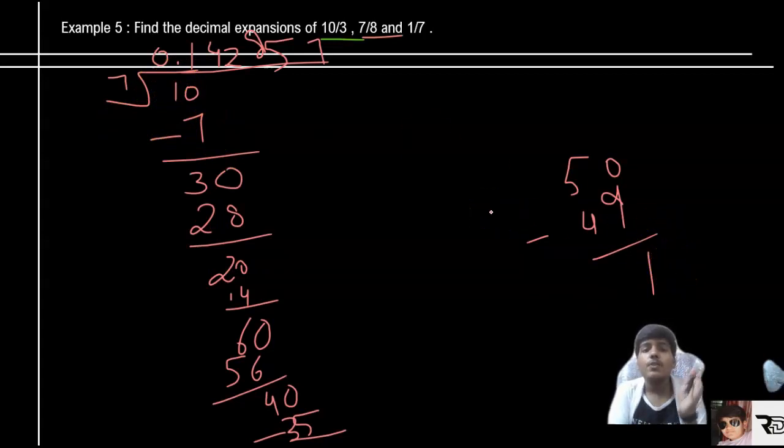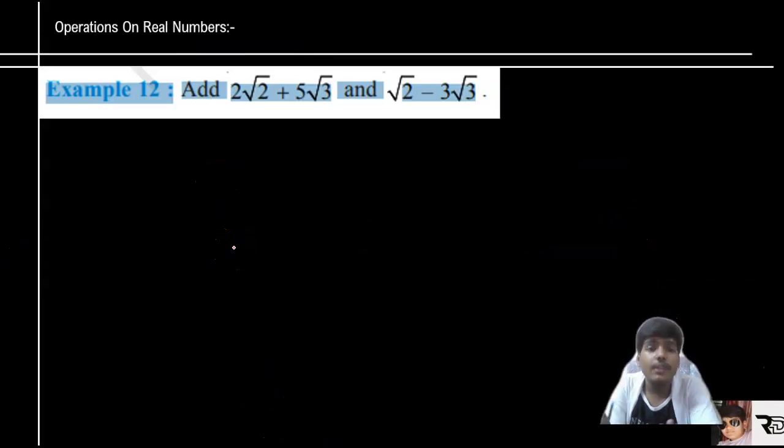That means 142857, the whole quotient, is going to repeat again and again. So this is again a non-terminating but repeating decimal expansion. If it is non-terminating but repeating, then what kind of number is it supposed to be? It is supposed to be a rational number again. Very simple. Next, we'll start with the next topic, which is operations on real numbers.